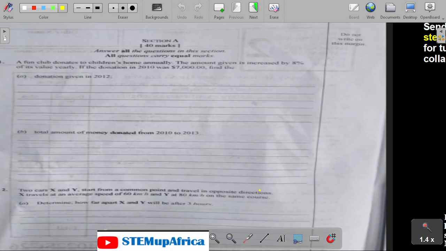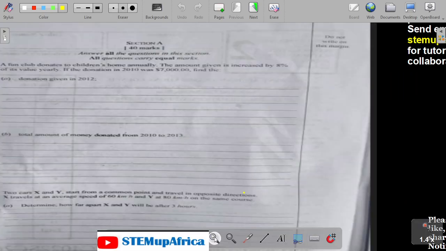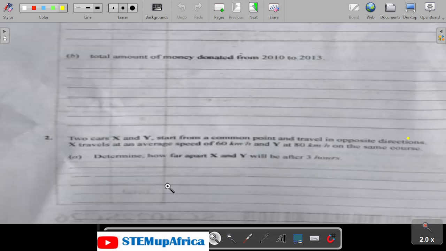So let's look at question 2. Question 2 says, two cars, X and Y, start from a common point and travel in opposite directions.